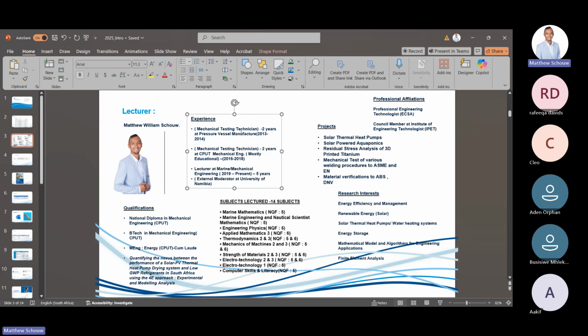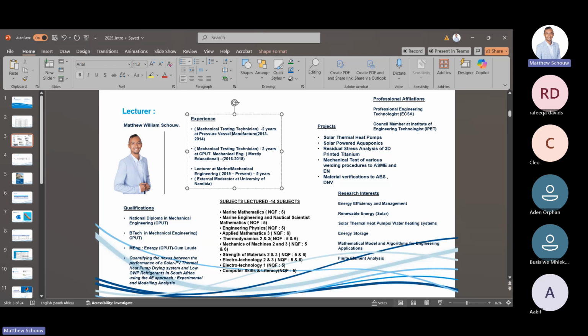I worked in a similar capacity at CPUT, and then I started lecturing in 2019 in the mechanical and also the marine engineering departments. I've lectured a multitude of subjects, as you can see over there. Strength of materials is one of them. I lectured it for at least 3 semesters, I think.